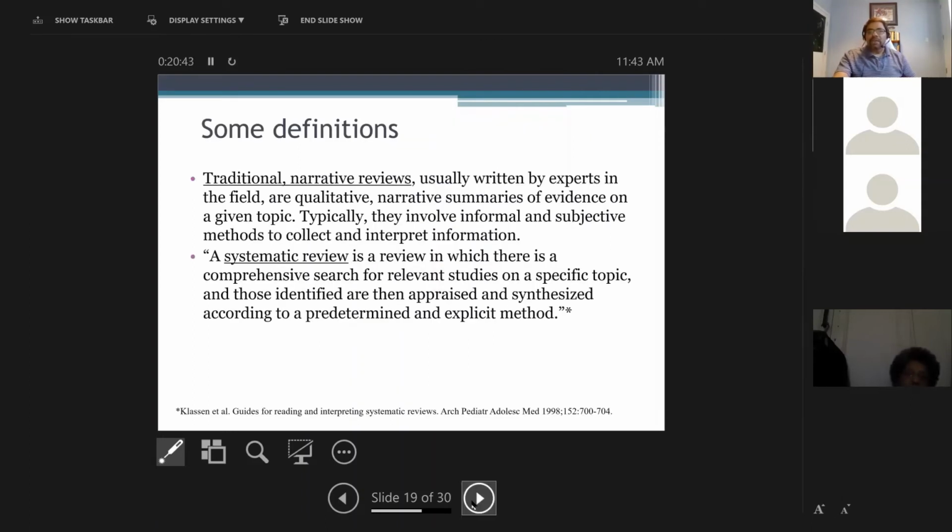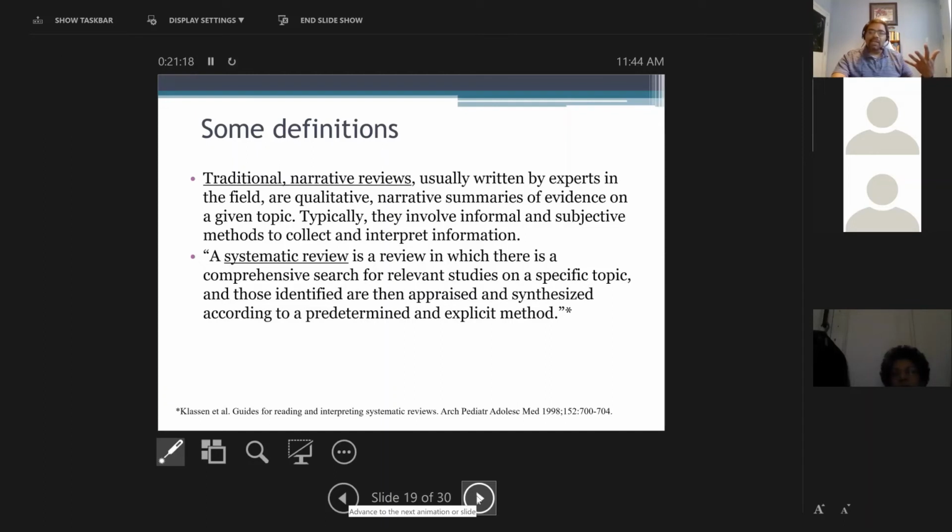So I've given you definitions. A systematic review is a review in which there is a comprehensive search for all studies on a specific topic. Those identified are then appraised critically and synthesized according to a predetermined and explicit method, right? If I did a systematic review, I need to clearly tell you what databases I searched, how I found the studies, what was the inclusion criteria, exclusion criteria, what was the quality of the studies, so that you can replicate what I did. If you could replicate my work, then that's systematic, right?